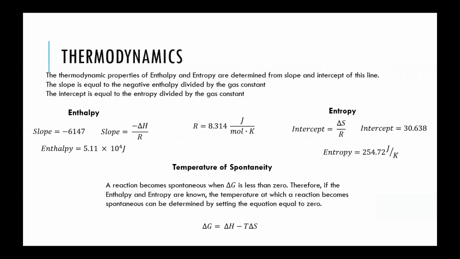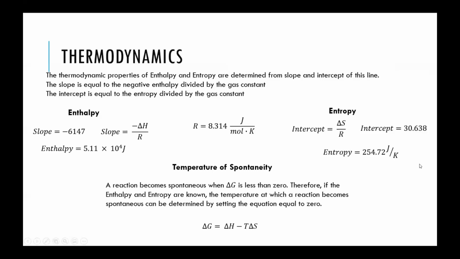The slope and intercept of that line are related directly to the thermodynamics of that equilibrium equation. So the slope is related to the enthalpy value. The slope is equal to negative delta H over R, the gas constant, and the intercept is related to the entropy, so delta S over R.